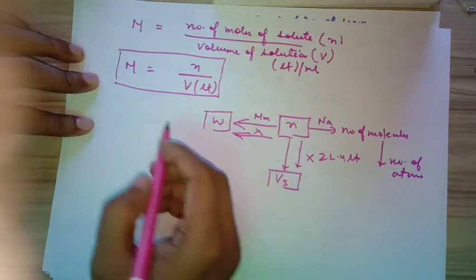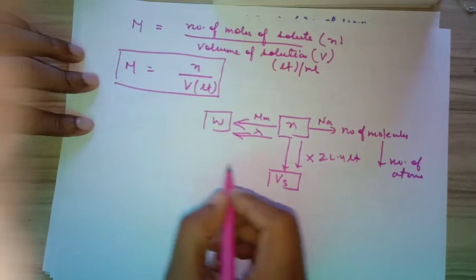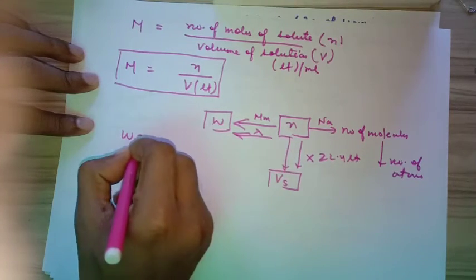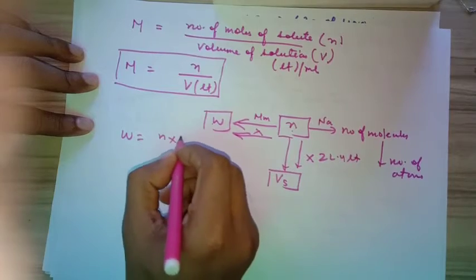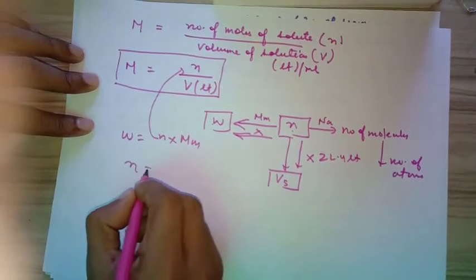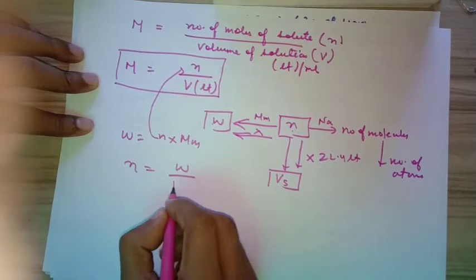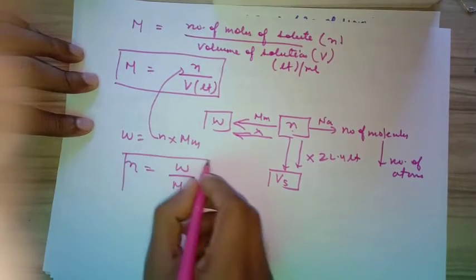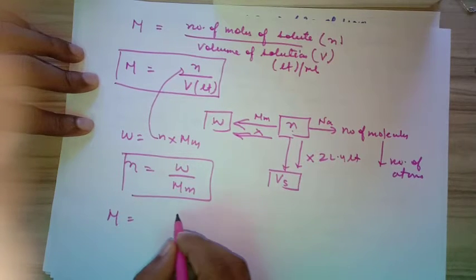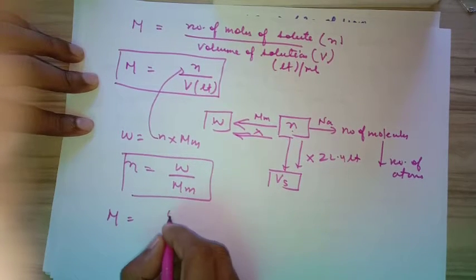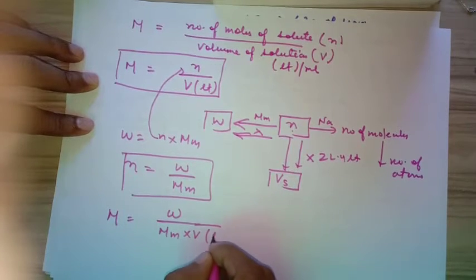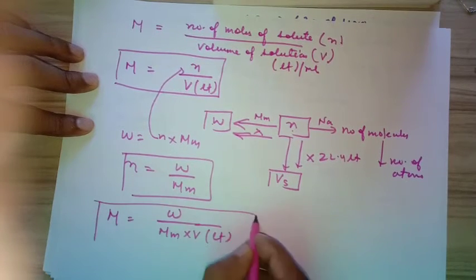We have to find number of moles, so it is moving away, so we have to find weight, so W is equal to n into mm. Now this n can be related in terms of weight and its molar mass. Now this n can be replaced, so M is equal to W by mm into volume of solution in liter.